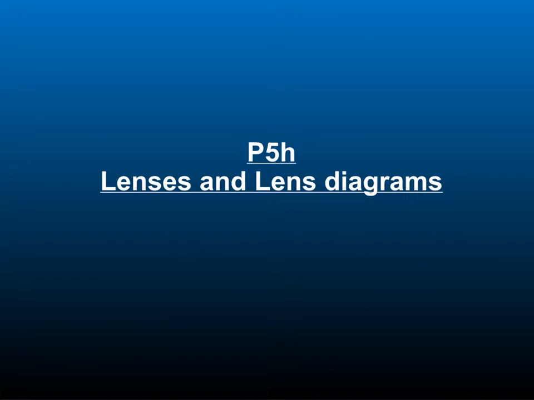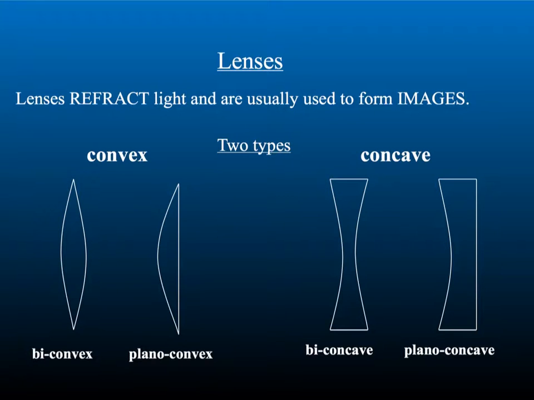This is a revision video for P5H, lenses and lens diagrams. Lenses are found in cameras, telescopes, glasses, and in the eyes of most animals. There are lots of different types of lens, but they all work in the same way. A lens is used to refract the light that passes through it. The lens forms an image.